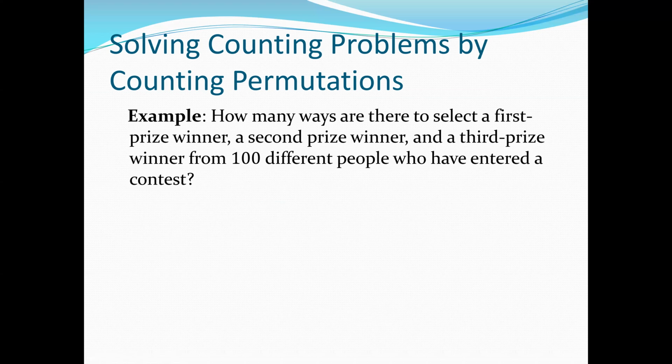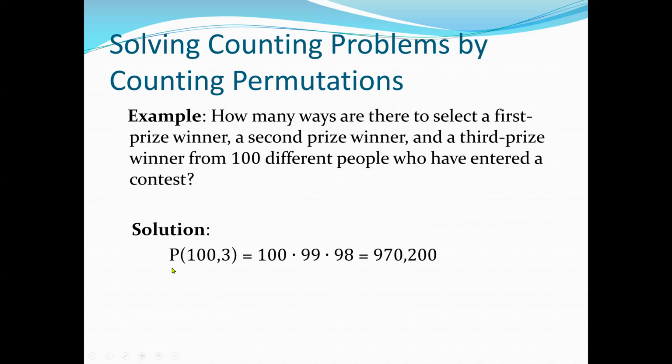So first we have 100 people. For the first prize winner, we have 100 possible ways. Now, when we get the first prize winner, the remaining people will be 99. So for the second prize winner, we have 99 ways. Then after that, for the third prize winner, we take out the first and second, so out of the 100, we have 98 now. So the third prize winner will be 98. So you can see that here we are using the multiplication rule or the product rule of counting. So in this case, we're going to get 100 times 99 times 98. So the permutation of 100 and 3.